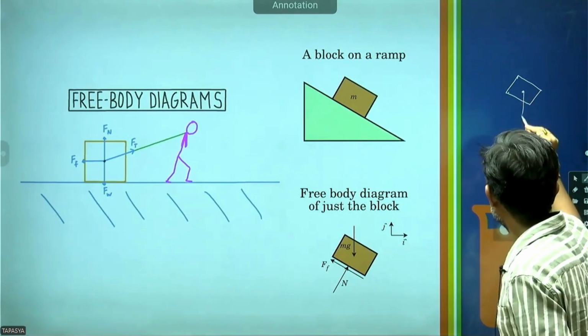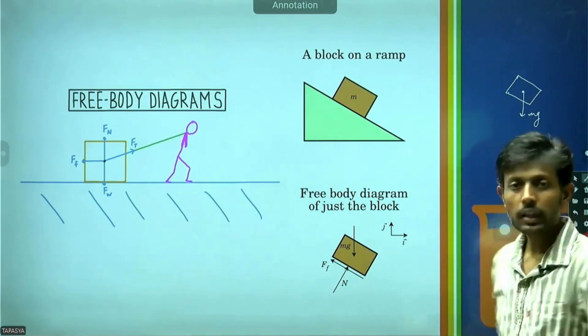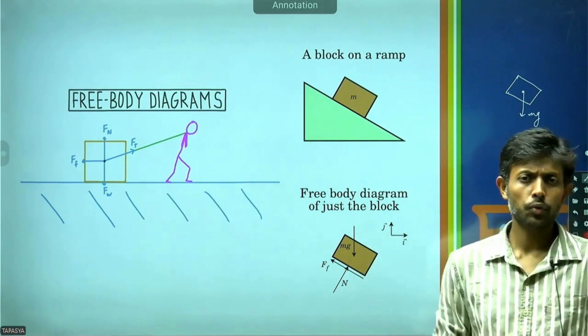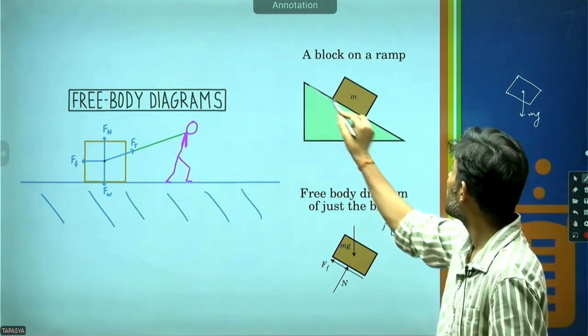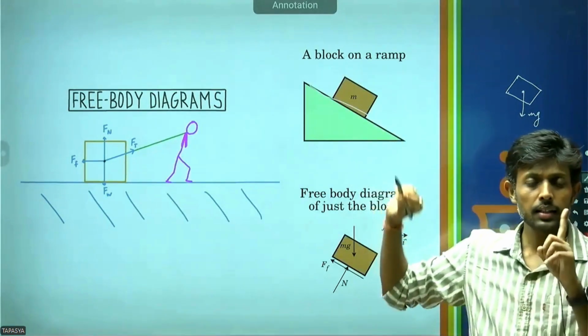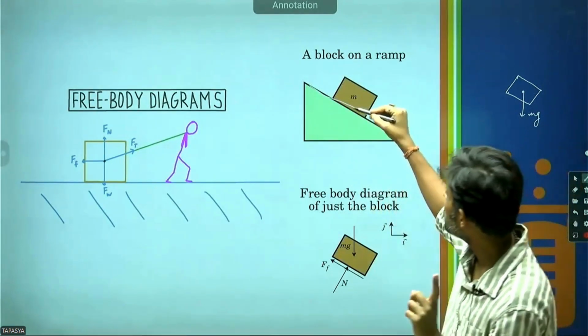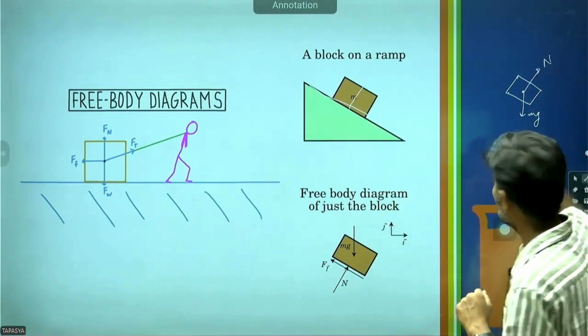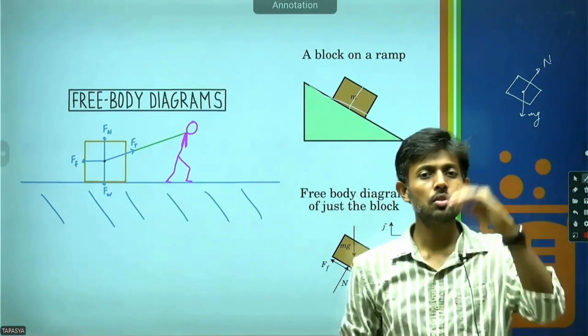Now, draw the forces. One is the mg force, or the gravitational pull of the Earth. The other would be the normal reaction force, which the surface of contact is exerting on this block. And the surface of contact exerts forces only normally. So in this direction, normal reaction by the wedge on the block.